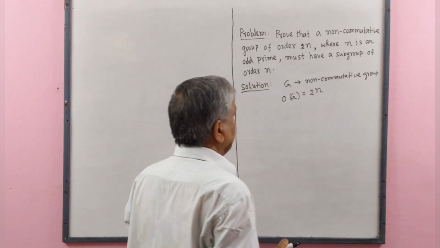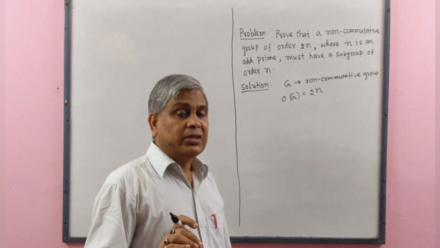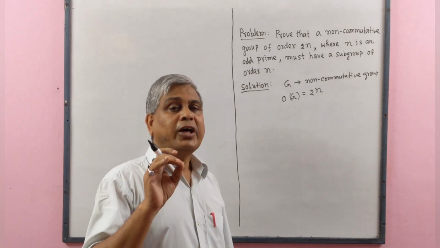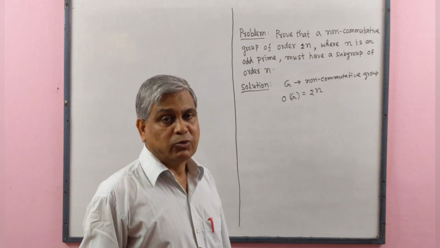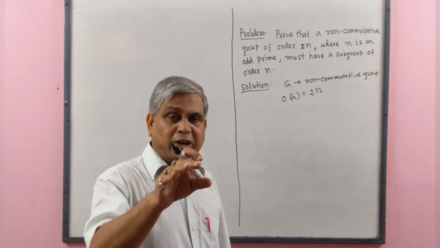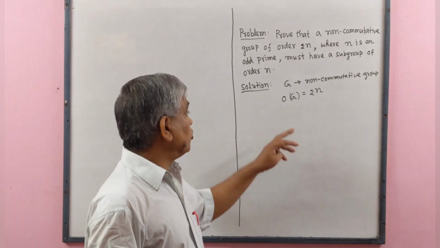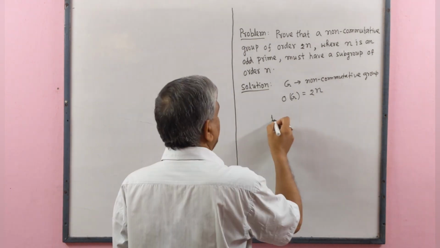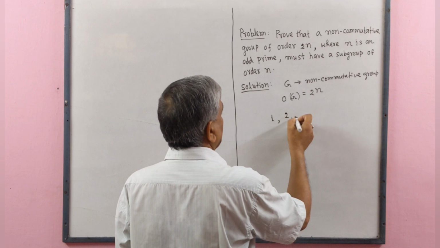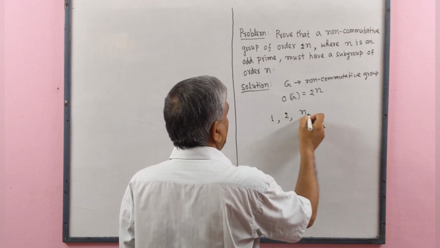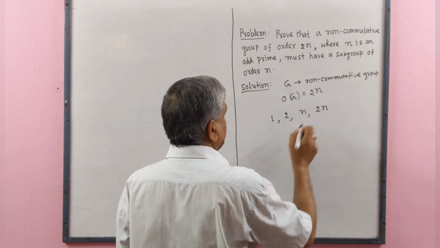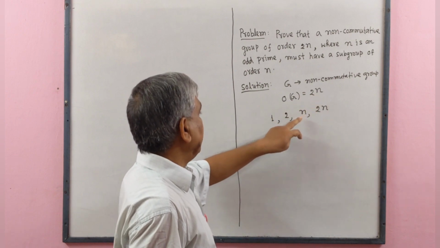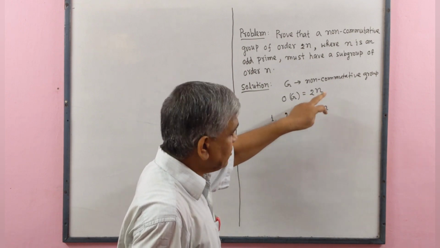Since group is of order 2n, we know that order of elements of the group divides order of the group. Therefore, the group G contains elements of order 1 or 2 or n or 2n. 1 divides 2n, 2 divides 2n, n divides 2n and 2n divides 2n.